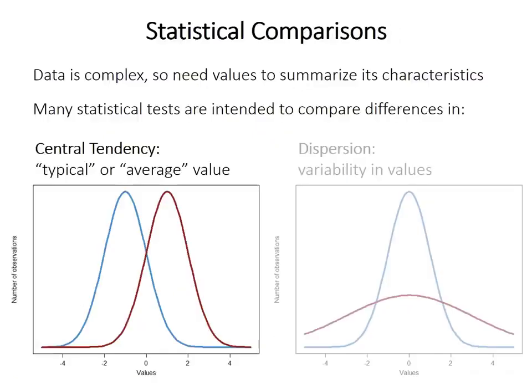Any set of data that you have is going to contain many individual observations, so it's important to have some kind of value to summarize the characteristics of that data. Most statistical tests, like the ones we'll discuss throughout this class, are designed to compare differences in these summary values. The two most important ways of summarizing data are the central tendency, which is the typical or average value of data in a data set and the focus of this video, and the dispersion, which is the variability in values in a data set and the focus of the next video in this series.